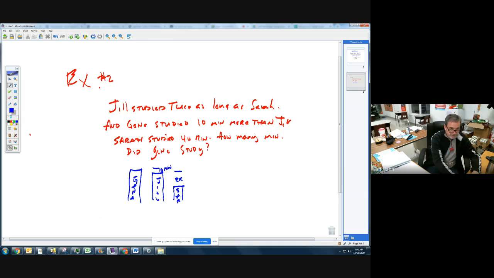So here we go. We know that Sarah studied for 40 minutes. Well, if Sarah studied only half as long as Jill, that means Jill must have studied twice as long as that. So Jill would have studied for 80 minutes. And then Jean, because Jean studied 10 minutes more than Jill, Jean must have studied for 90 minutes. So how long did Jean study? 90 minutes is my answer to that.